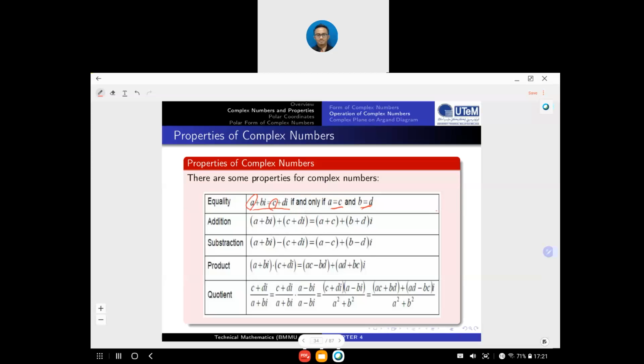Next, complex numbers and properties. Look at the first one, forms of complex numbers.